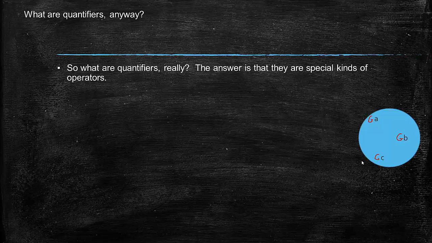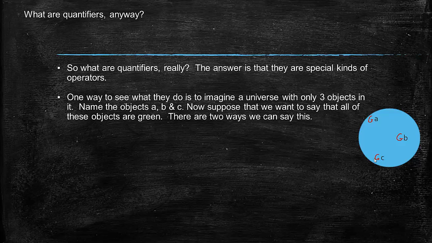And C is green, right? So that suggests there'd be a very simple way of saying that. We can just write A is green and B is green and C is green, right? Notice we're using the conjunction. That's how we would say that.